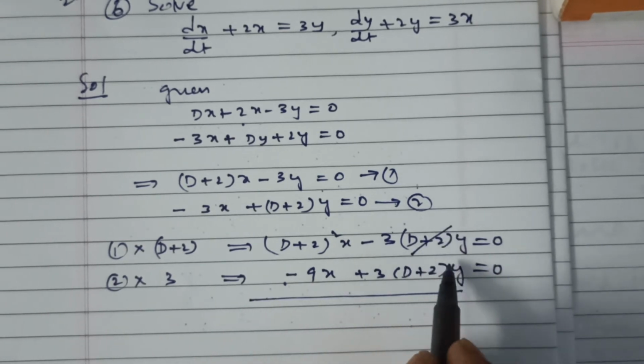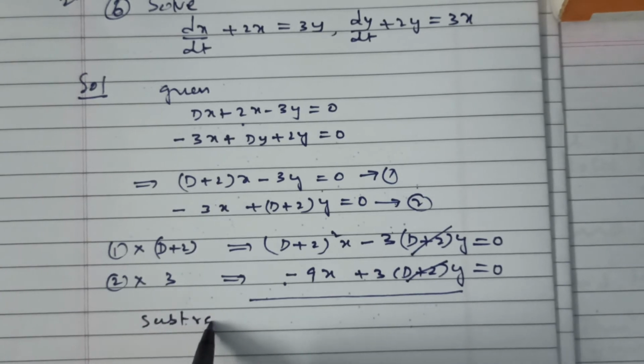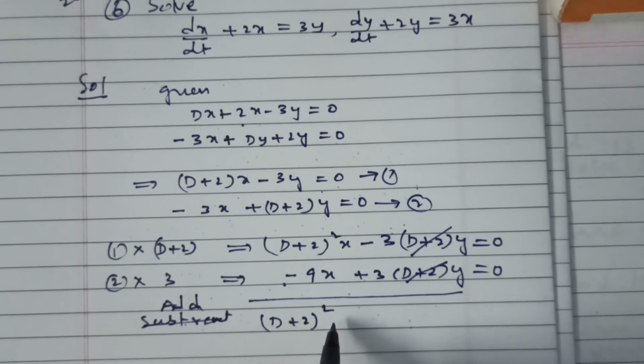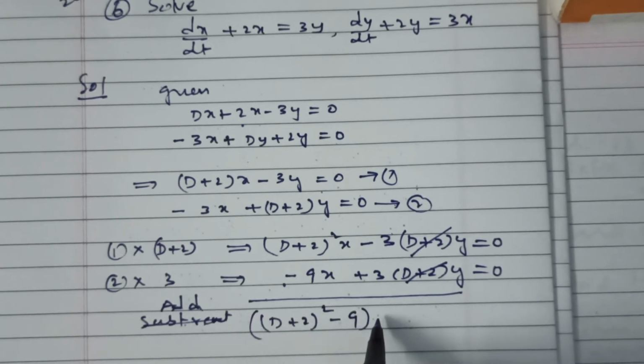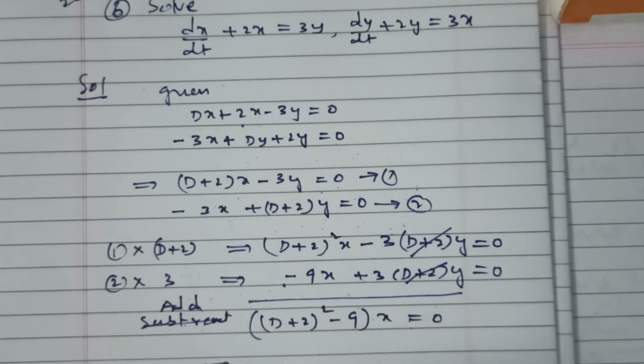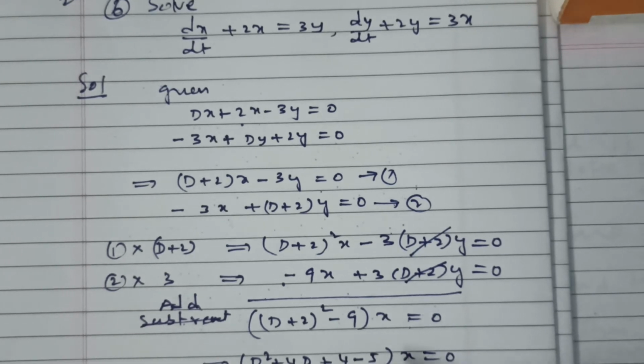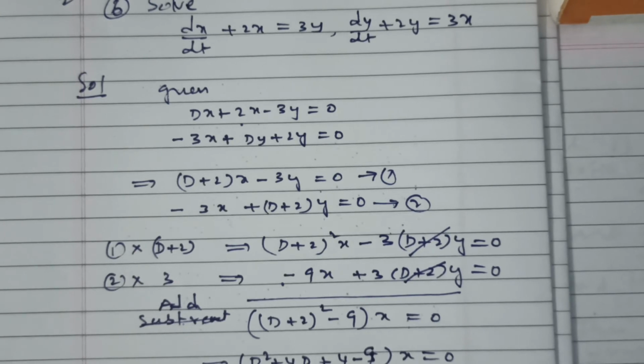As opposite signs are there, these two terms would cancel in addition, so add. Adding means now (D+2)^2 x - 9x = 0, which implies (D^2 + 4D + 4 - 9)x = 0, which implies (D^2 + 4D - 5)x = 0.